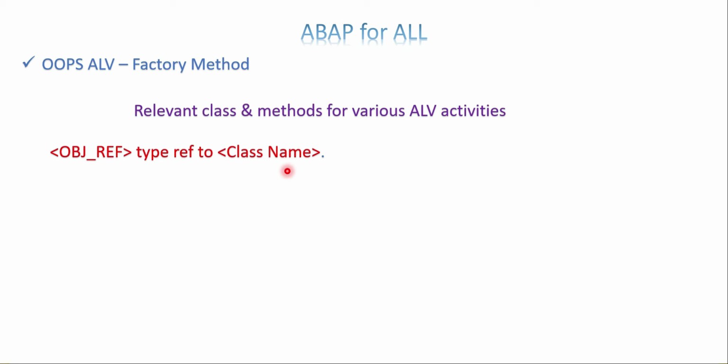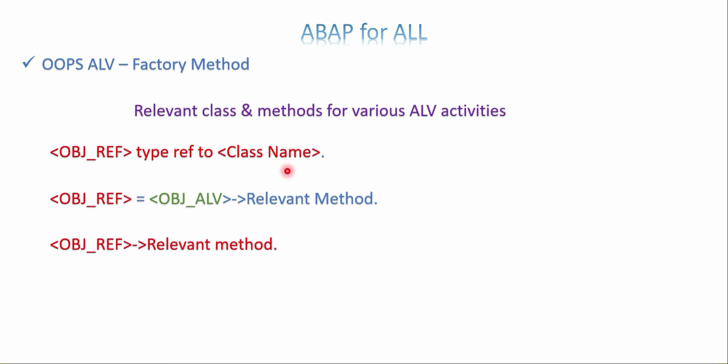This is not for ALV table. We have different classes for different functionalities. And then that variable is to be filled with a reference with the help of a relevant method in the base class. That method gives a reference for your variable. Once you get a reference, then you can call the method for your functionality.